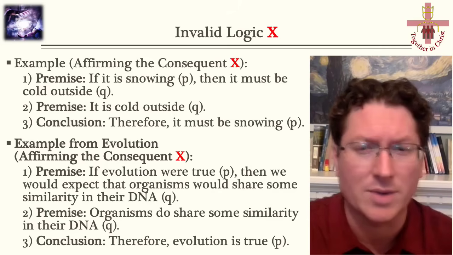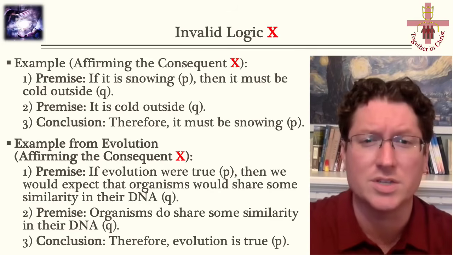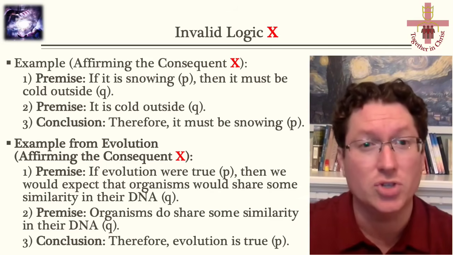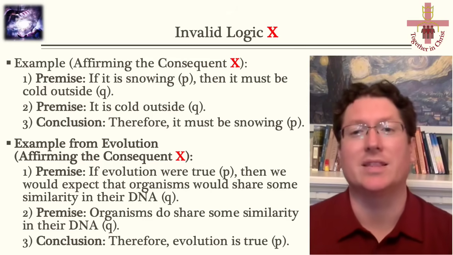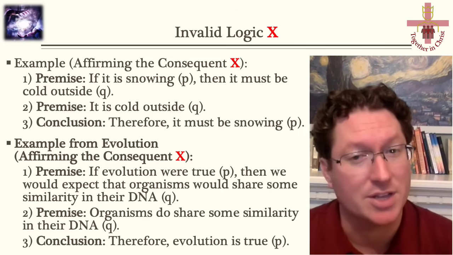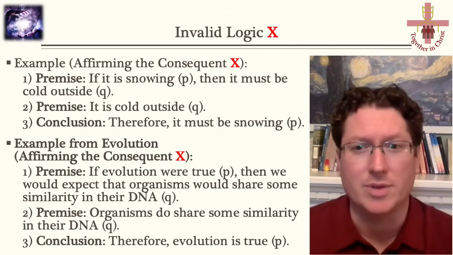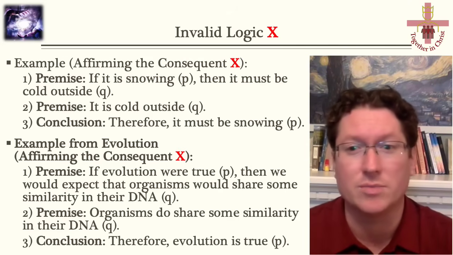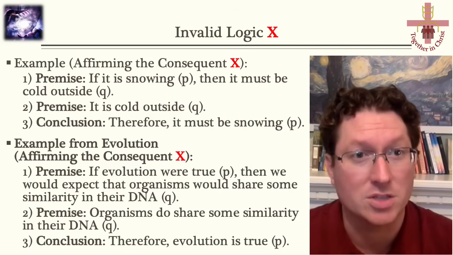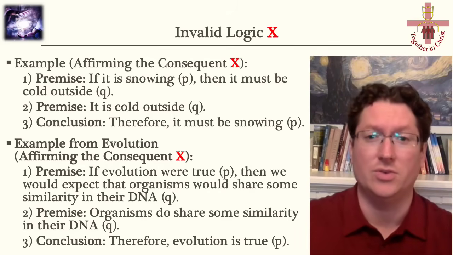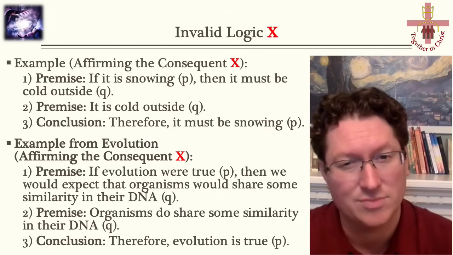Affirming the consequent. An example of this mistake from evolution is: one, the premise. If evolution were true, that's P, the if statement, the antecedent, then we would expect that organisms would share some similarity in their DNA, Q, the consequent, the then part of the statement. Second premise, organisms do share some similarity in their DNA, so that's affirming the consequent, which is the mistake here, Q. Then three, the conclusion: therefore evolution is true, P.